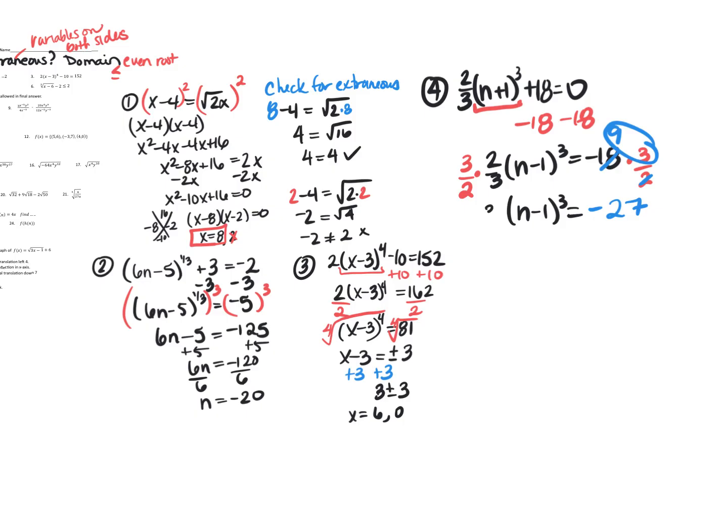Then I'm going to take the cube root of both sides to undo the cube. Remember, the cube root of a negative is negative, so I get n minus 1 equals negative 3. No plus or minus on odd roots, only the evens. Add 1, n is equal to negative 2.